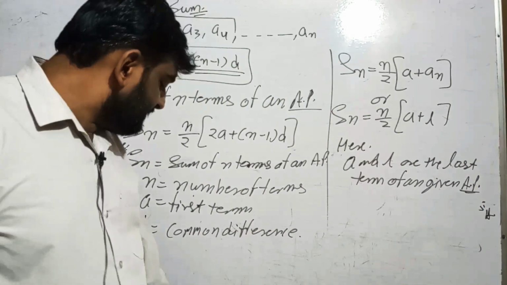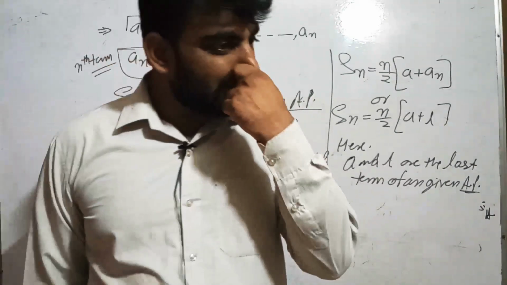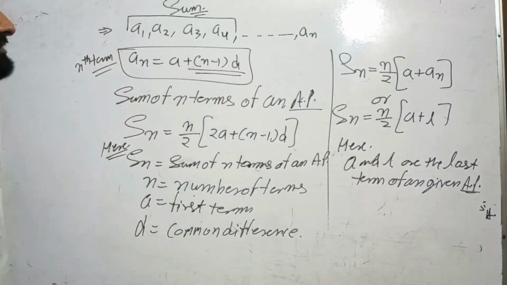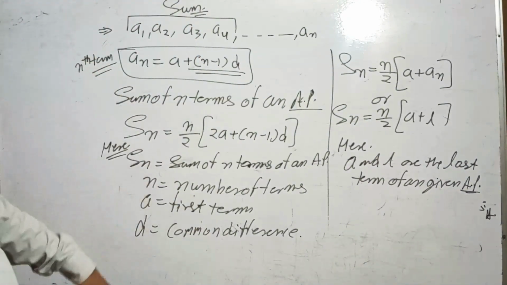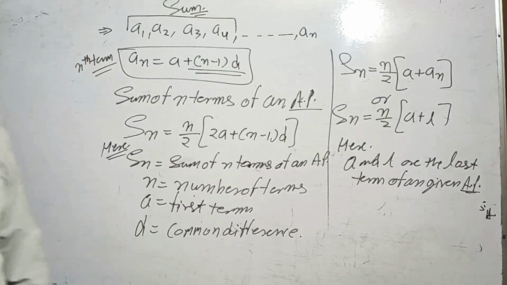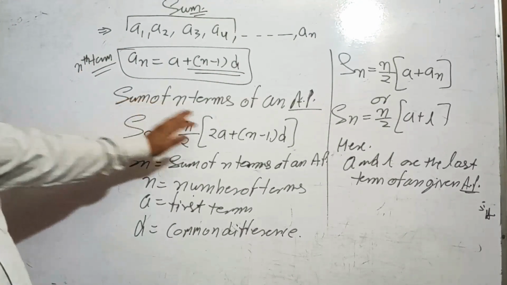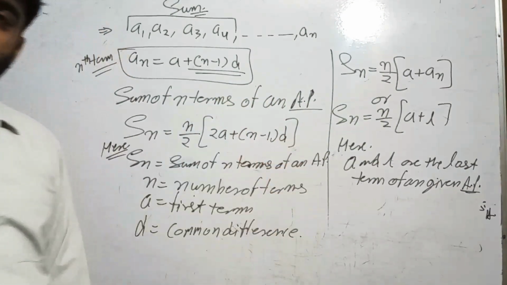In the next video we are discussing these terms. So what is the sum of n terms of an AP? Here the formula is: the nth term of an AP is an equals a plus n minus 1 into d, and the sum of n terms of an AP is Sn equals n upon 2 into 2a plus n minus 1 into d.